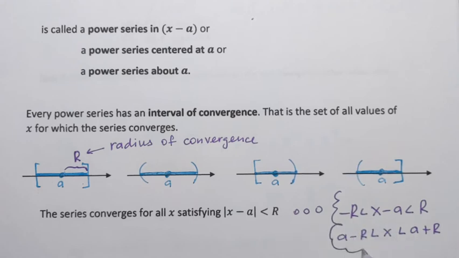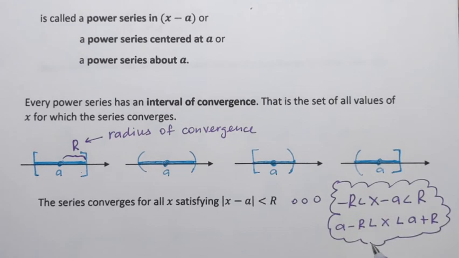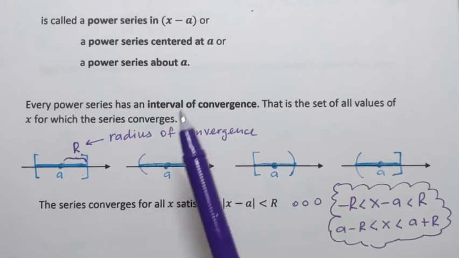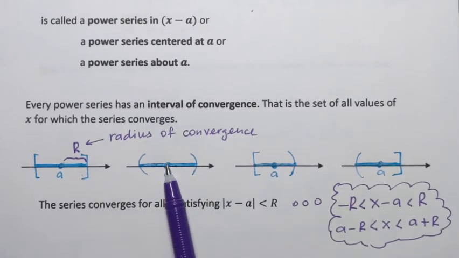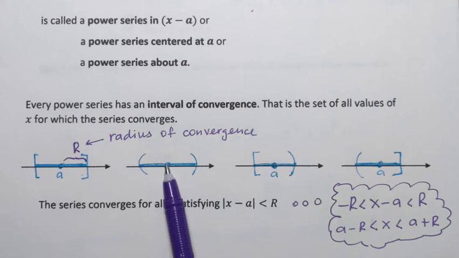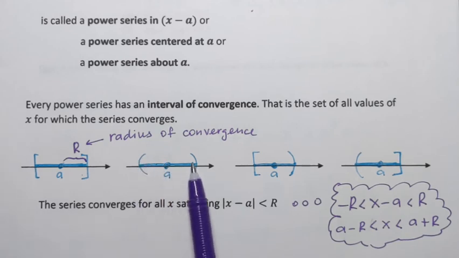And now look at that double inequality. This should now make sense. We're saying that the interval of convergence is described by all values of x that are in between a minus R and a plus R. Let's see if we can recognize it on the number line. If I take a and add R, remember R is the radius of convergence, I'm going to end up here. And if I take a and subtract R, I'm going to end up here. And that gives me the endpoints for the interval of convergence.